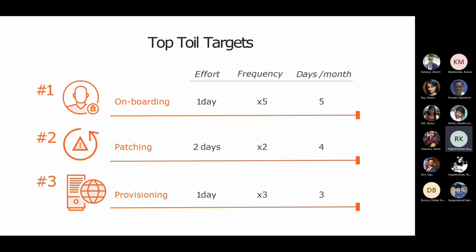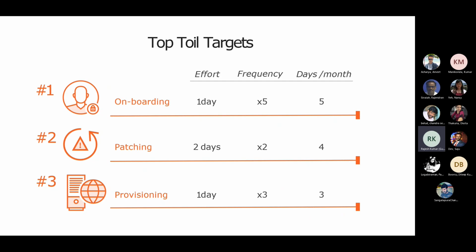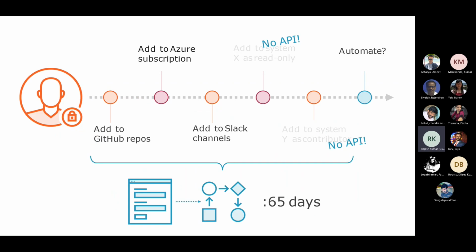You have to plan for the number of days: how many toils we have, which are the priority ones, how many days we are going to spend on them, and how many days we are going to work on strategic work or other work. So this is the idea. When you start working as a team in a team meeting, you'll say, okay, there is one toil called onboarding, one called patching, one called provisioning. How much effort? Maybe one day for onboarding, patching 2 days, provisioning 1 day. How much frequency, how often is the repetitive work happening on onboarding? Maybe 5 times a month, 2 times a month, 3 times a month. So how many days do you require for that? 5 days, 4 days, 3 days. This kind of table you will create for the toil based on your experience and team meetings, and then you will decide what to do and what not to do.